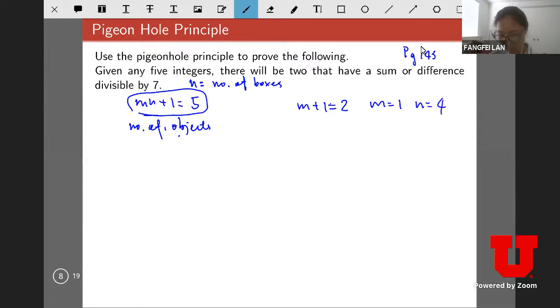And we see that n is defined as the number of boxes. So that means we have 4 boxes, or 4 categories, however you want to describe that. Here we have 4 boxes. Any questions about that? This is, I think, page 143, theorem 8.